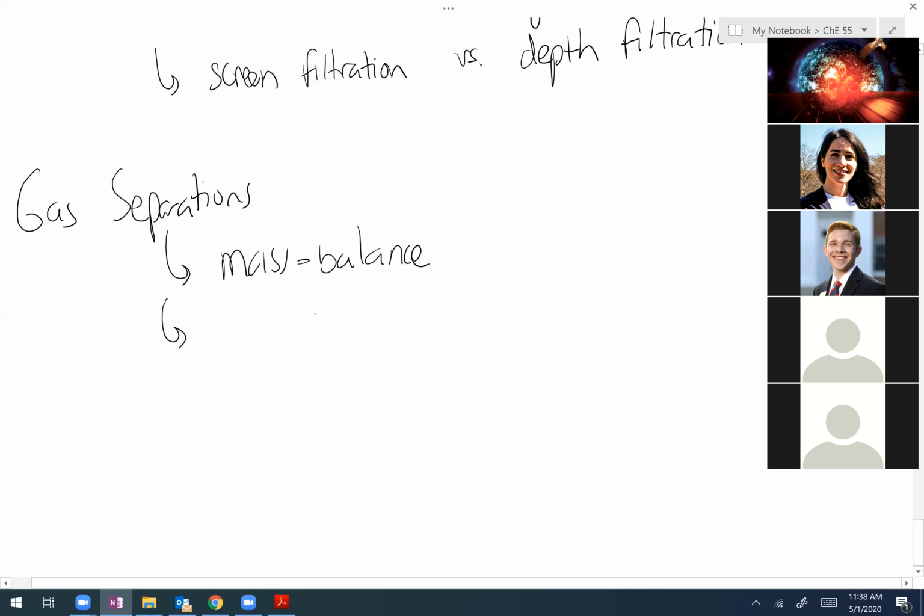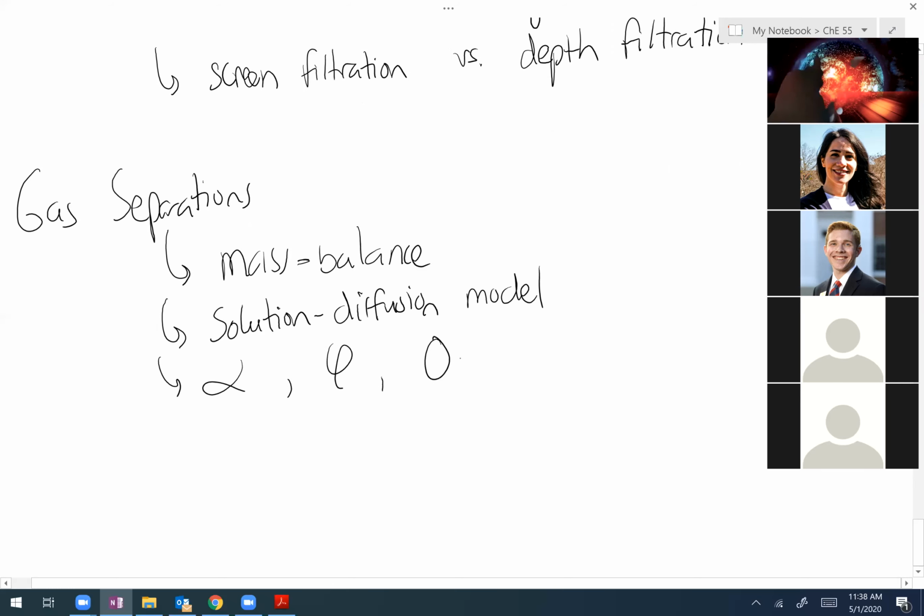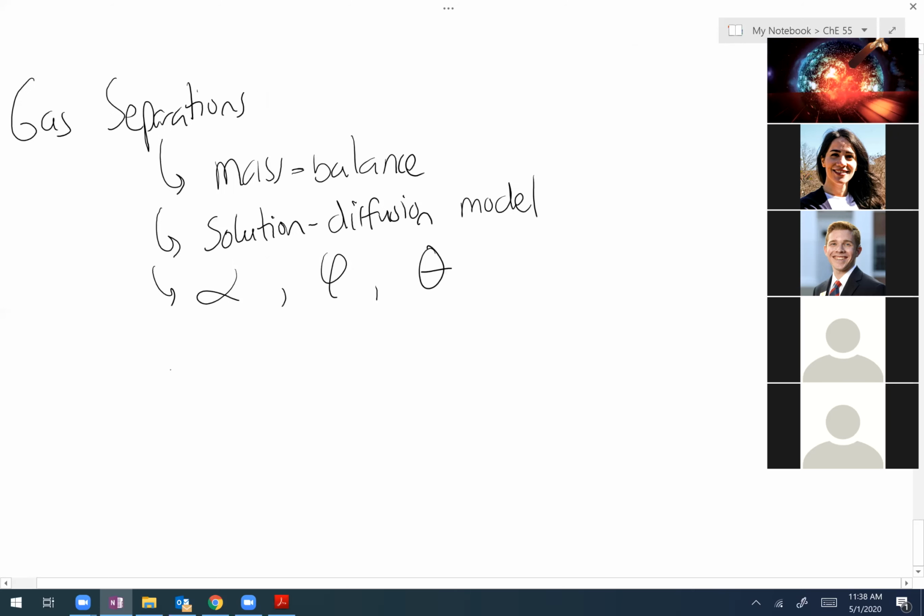Definitely the solution diffusion model. There's a lot here, right? We talked about selectivity. And this is also where pressure ratio and stage cut comes into play. And we had our special cases looking at pressure limited versus selectivity limited.